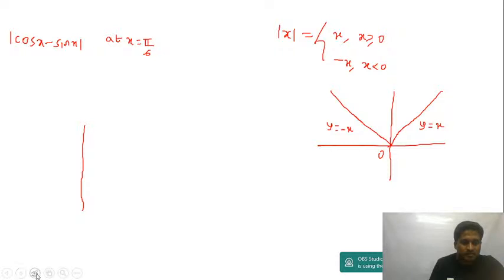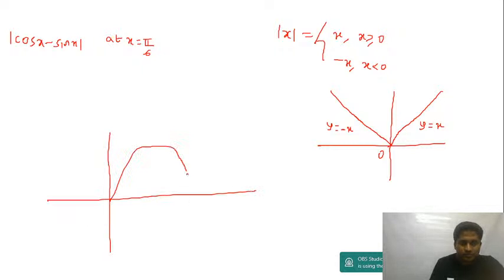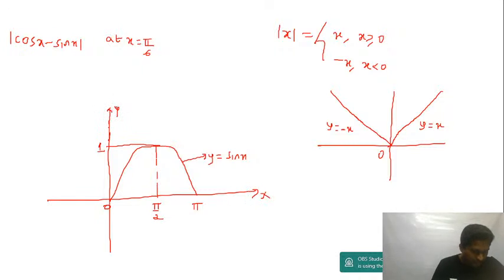See, if I draw the sine graph from 0 to pi, this is sine. Maximum value of sine is 1, and this will be pi by 2. Sine 90 is 1. So this is the y equal to sin x graph. Is it not? Yeah.